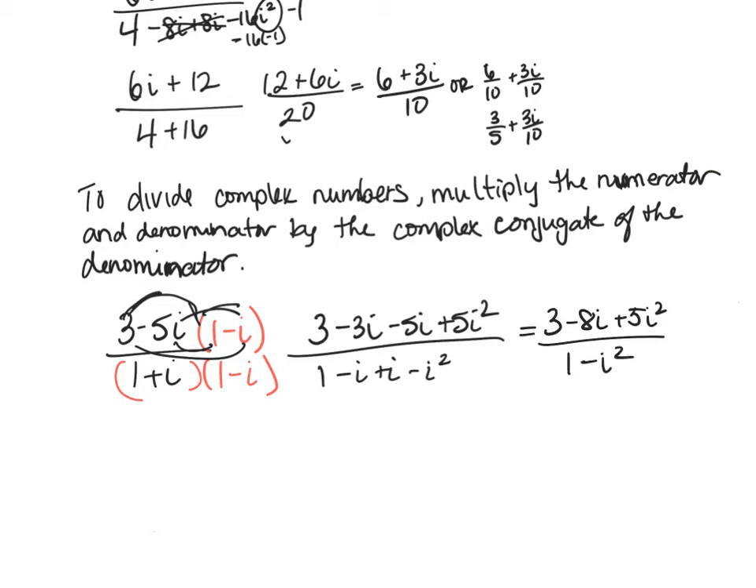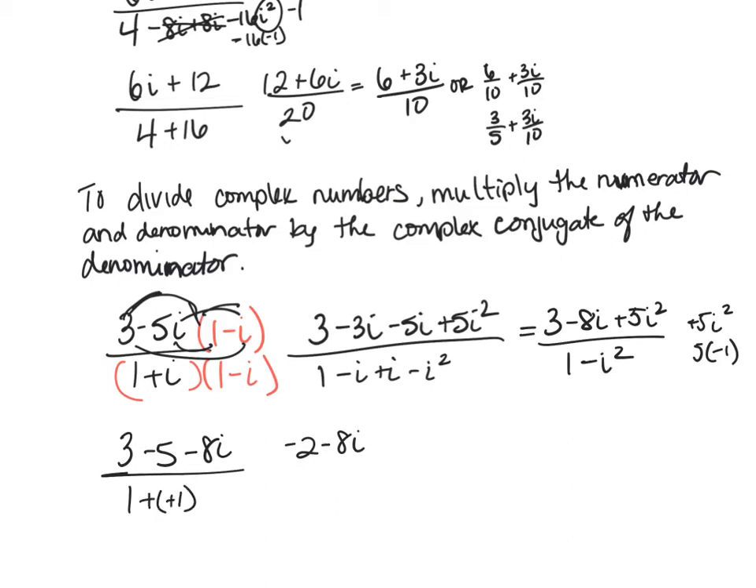Okay, and so that's 3 and positive 5i squared is 5 times negative 1. So that's minus 5. Minus 8i, that's my numerator, which becomes negative 2 minus 8i. And then that's 1 minus negative 1, so that becomes plus, so my denominator is 2. And then I can divide everything by 2, so negative 1 minus 4i.